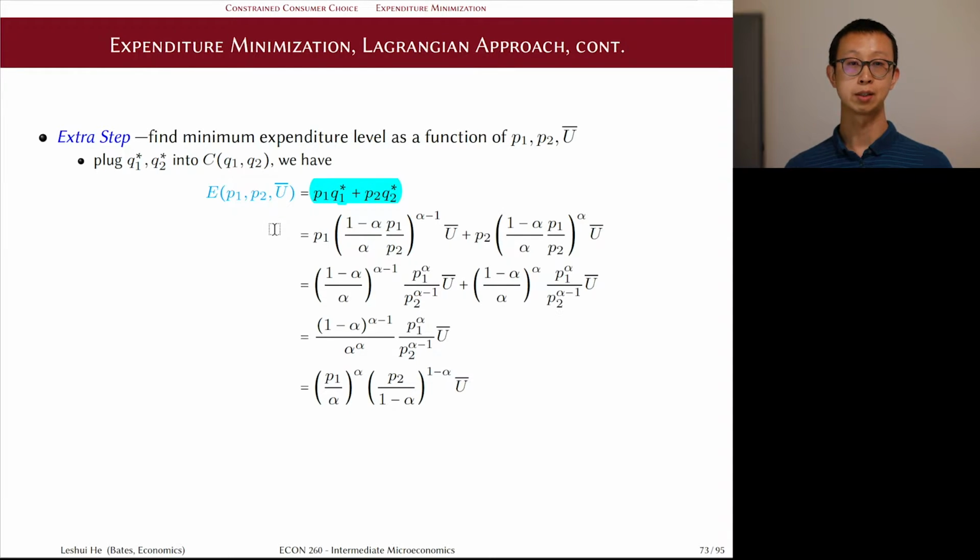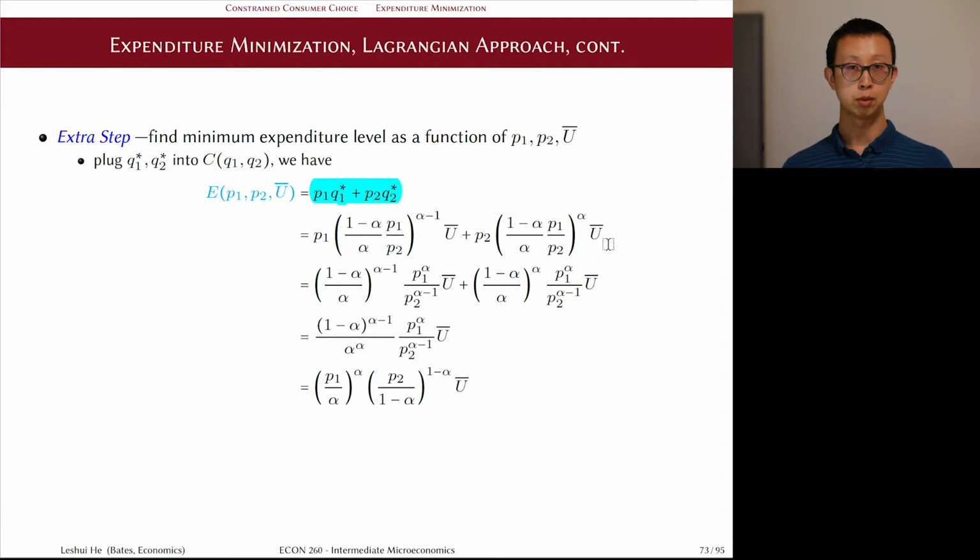Because we have already found the consumption bundle that minimizes expenditure, just calculating the cost on this consumption bundle is exactly that expense. So here, what we're doing is plugging in the expressions of Q1 star and Q2 star that we have just found on the previous slide back into the expenditure expression. So we're just multiplying the quantities by their respective prices. And the resulting expression should tell us what is the minimum level of expenditure we need to spend in order to get to this utility level of U bar.